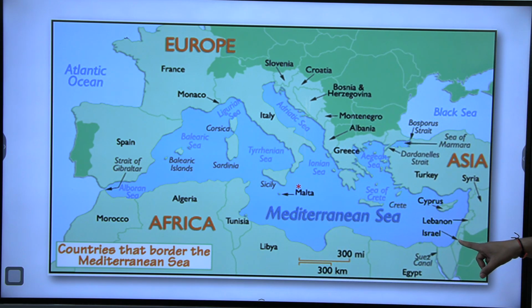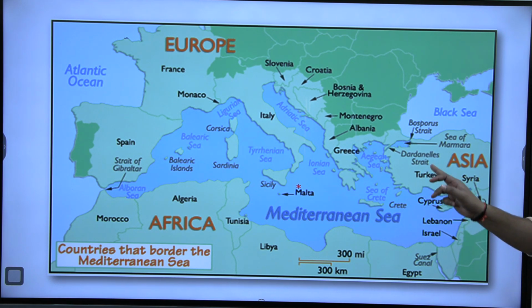Can you see Israel? Then above that you have Lebanon. Israel, Lebanon, Cyprus, an island country, Syria, Turkey. Okay, very important: Israel, Lebanon, Cyprus, Syria and Turkey share a border with the Mediterranean region.